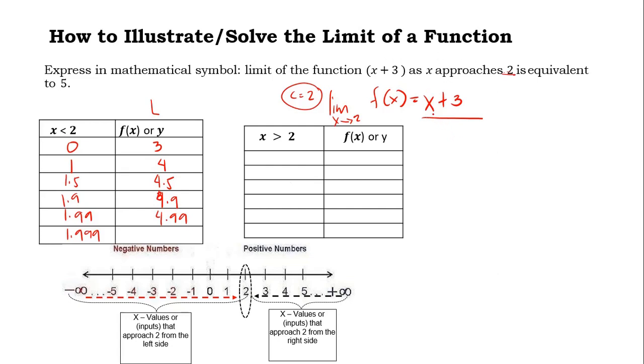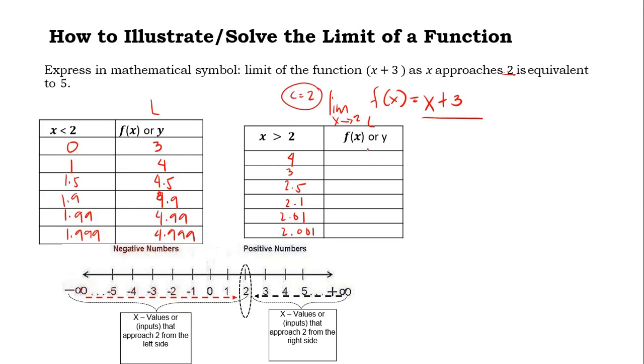And then 1.999 plus 3, that is 4.999. And then for the right side of 2, what values are approaching 2 from the right side? We have 4 or 3, then approaching, we have 2.5, 2.1, 2.01, 2.001. So it never actually reaches 2. It only approaches 2, but from the right side values.